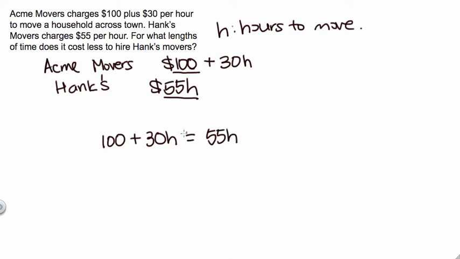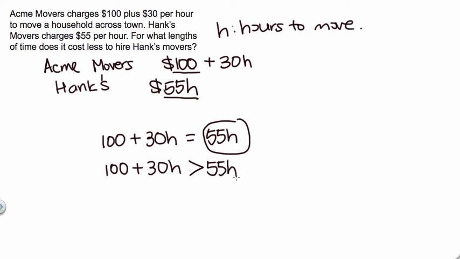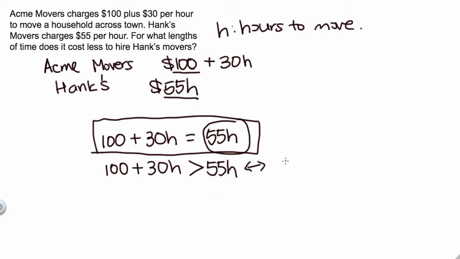But what we are actually looking for is when is Hanks Movers less than the other one. So this one is Hanks, so we want it less. So 100 plus 30H, we want that to be bigger than Hanks. Because if you solve the equation, it will give you when it's equal. But we want to know when Hanks is less. So equivalently, you could have rewritten this as 55H is less than 100 plus 30H.